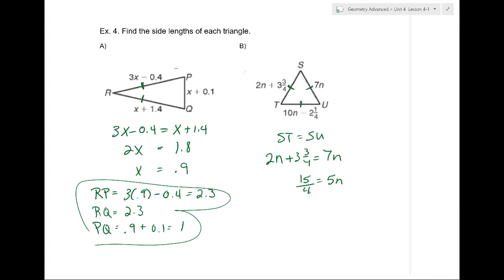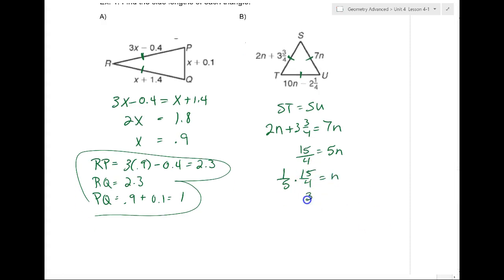Now if I'm dividing by 5, that's the same thing as multiplying by its what? So do you guys agree with me? 1/5 times 15 over 4 is going to equal n. I got 3/4. Is that what you guys got? All right. Now here's the cool thing. You can pick which side you want to plug it into because they're all what? All equal. So which one would you pick?